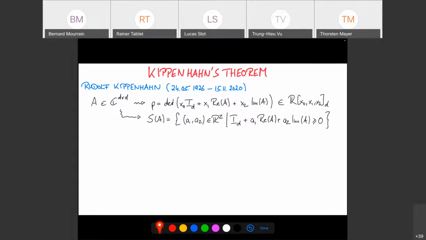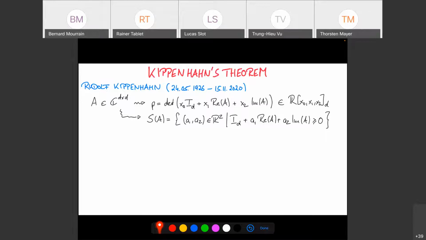And in fact, this is a determinantal polynomial. This is a definite representation because here I put the identity matrix. So this is a hyperbolic polynomial, and it describes a spectrahedral cone in R3. And this is essentially the spectrahedron that I'm interested in, S of A. This is the section of the cone corresponding to P for x0 equal to 1.